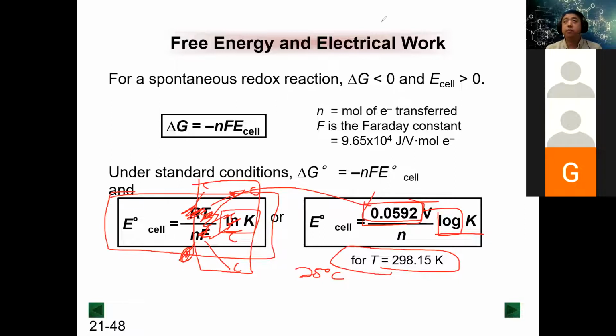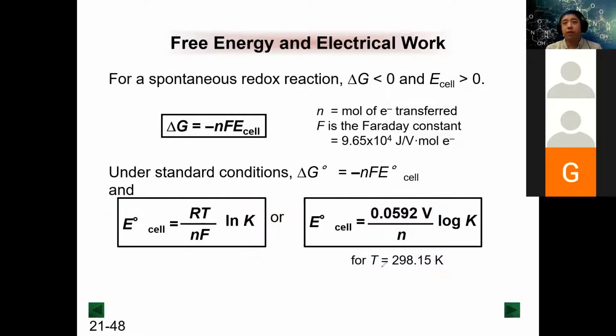Okay? This is just something to keep in mind. If you ever end up with a scenario where the temperature is 298 Kelvin, you know, it's 25 degrees Celsius, you don't have to look at this equation. You can just look at this equation. It gives you the numbers you need. All you've got to do is look at the number of electrons, and then that will help you figure out your K value, or your E cell, depending on which one you're looking at.